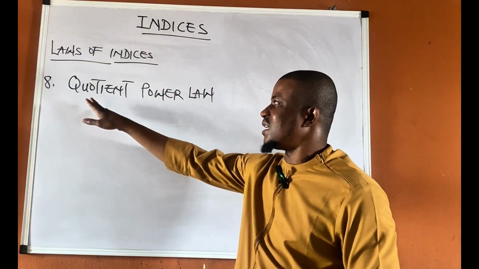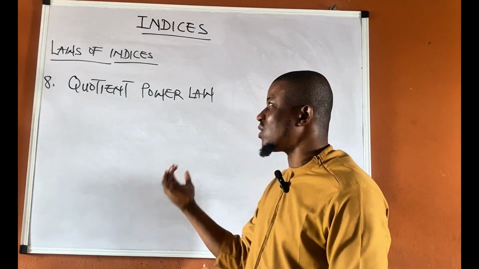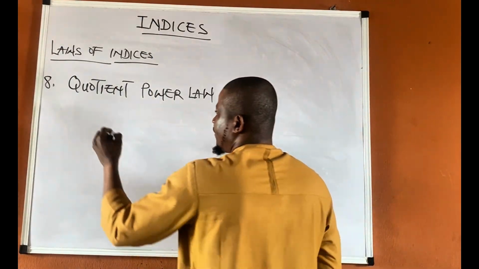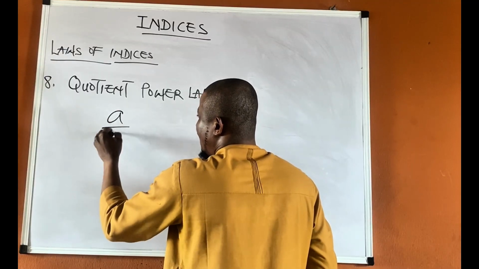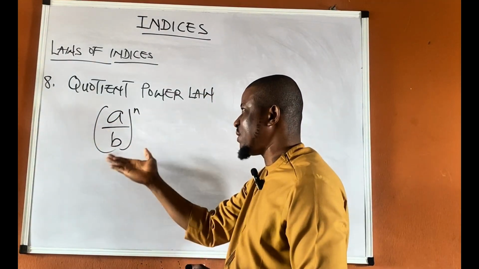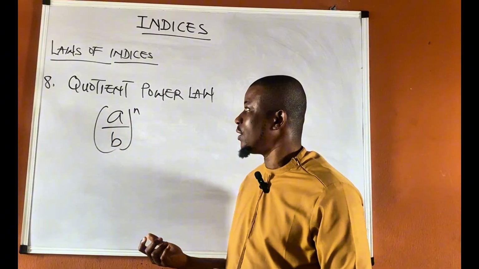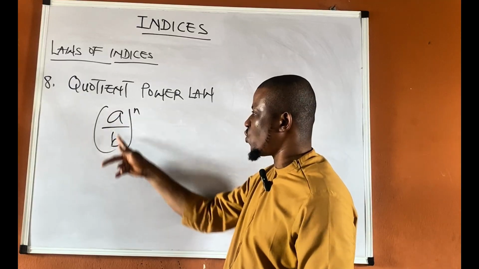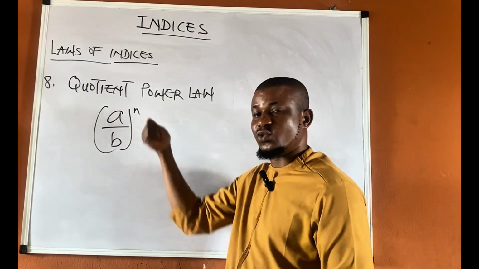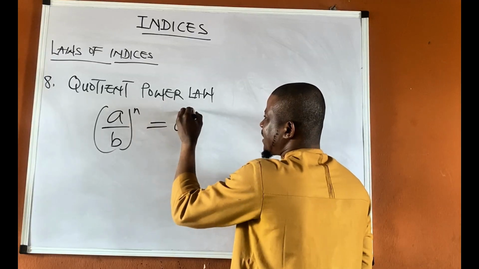Let's also look at the quotient power law. Just like the product power law, we can also have the quotient power law. For example, where I have a over b to power n, instead of a times b to power n from the product power law, we can also have a over b to power n. There's a quotient here, the division of numbers to a given power. Each of these base numbers can be raised to that power.